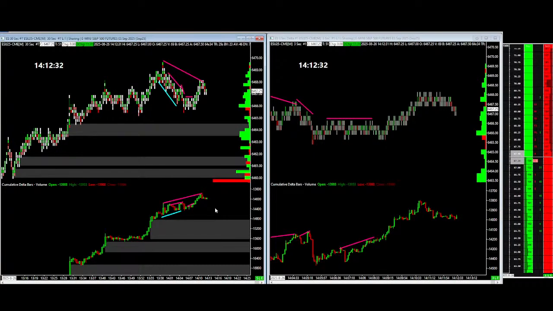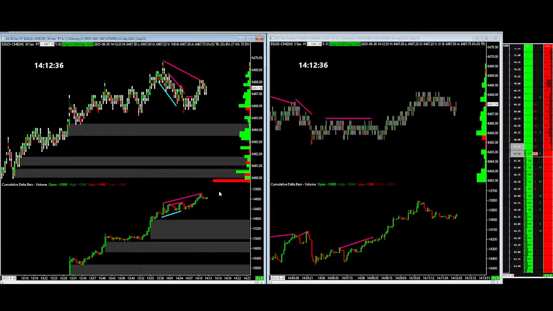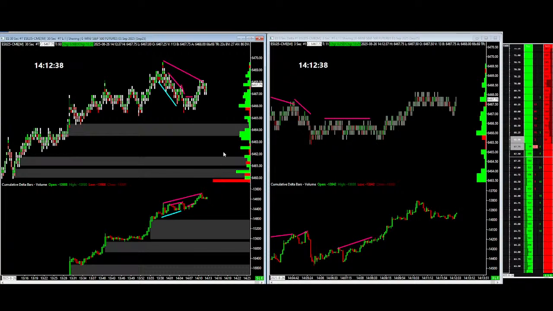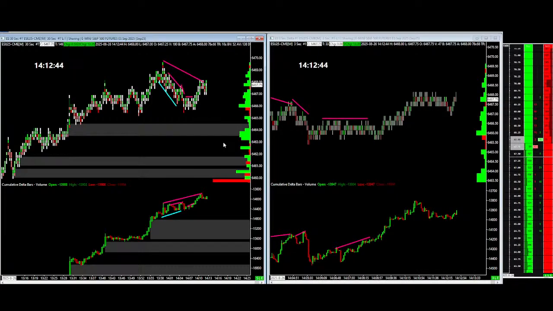So that buy side divergence got knocked, I think. Price reclaims.